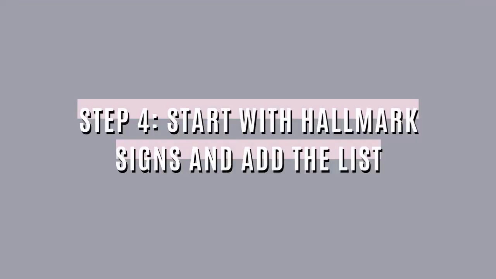Once you have finished this, we can move on to step 4, signs, symptoms, and complications. My suggestion for you is that you start with hallmark signs. For example, if you're writing your paper on acute respiratory distress syndrome, one of the hallmark signs of this is refractory hypoxemia. So you're going to put down the hallmark signs first and explain what they are.